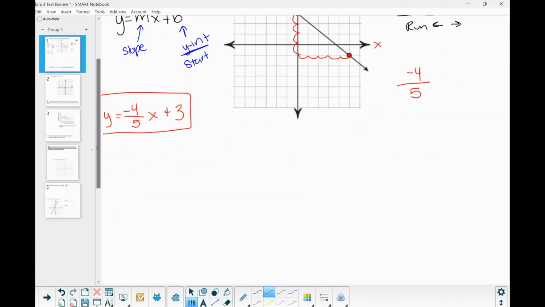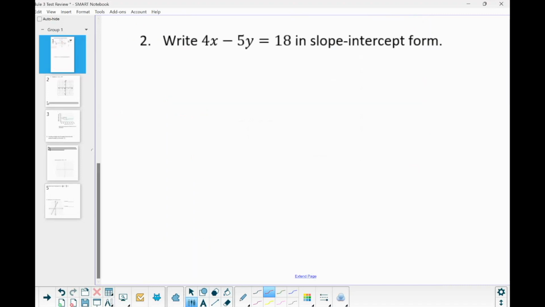All right, let's go to number 2. Number 2 says, write 4x minus 5y equals 18 in slope-intercept form. I know slope-intercept form is y equals mx plus b. Now, this is not in the same format. This is standard form, so I want to get my standard form into slope-intercept form. I do this by getting y on one side of the equal sign by itself. I'm going to put a box around y because I know I'm going to be isolating that variable, and I'm going to move everything else to the other side.